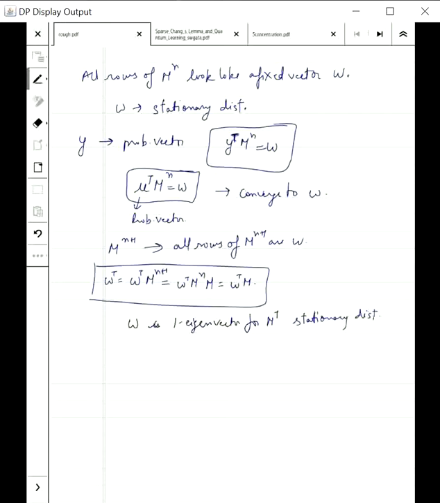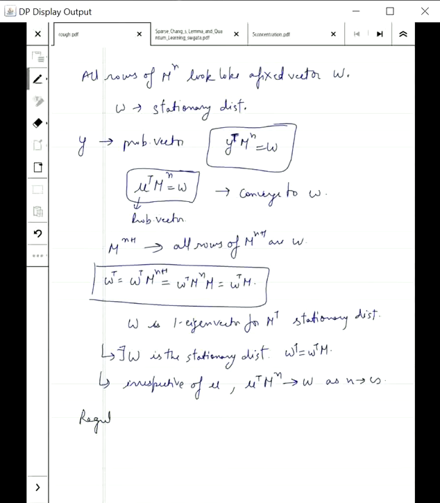This completes our goal. We are able to prove two things. The first is that W is the stationary distribution. That means there exists a distribution such that W transpose is equal to W transpose M, the existence. And second thing is, irrespective of mu, mu transpose M^n tends to W as n tends to infinity. A regular Markov chain has a very nice behavior. In the long run, all of them converge to a state. And the thing which is important is that there exists a stationary distribution.